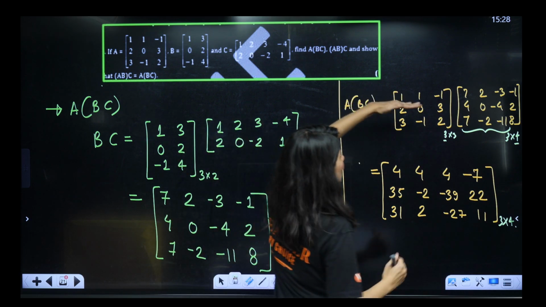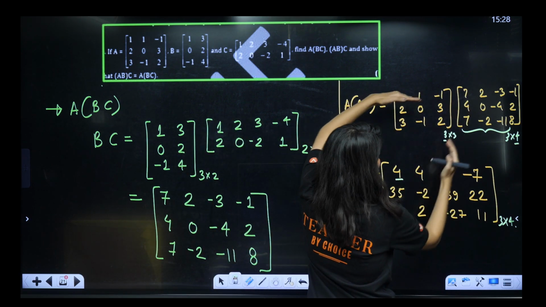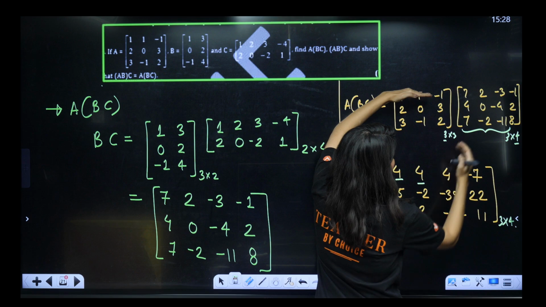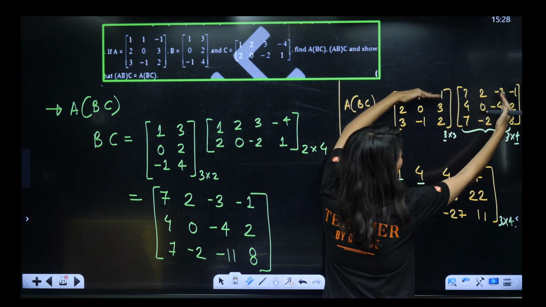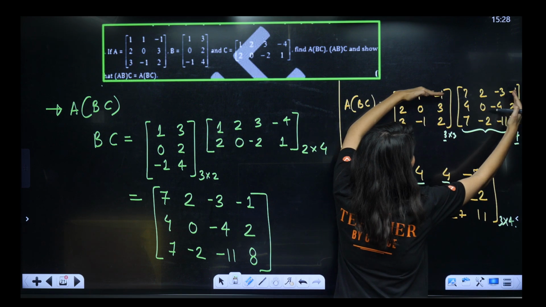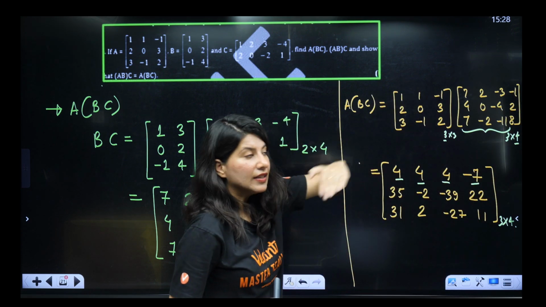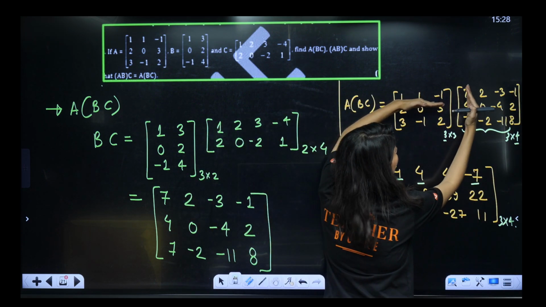Start doing it. Row 1, column 1 here. Row 1, column 2 here. Row 1, column 3 here. And row 1, column 4 here. Then pick row 2, and column 1.